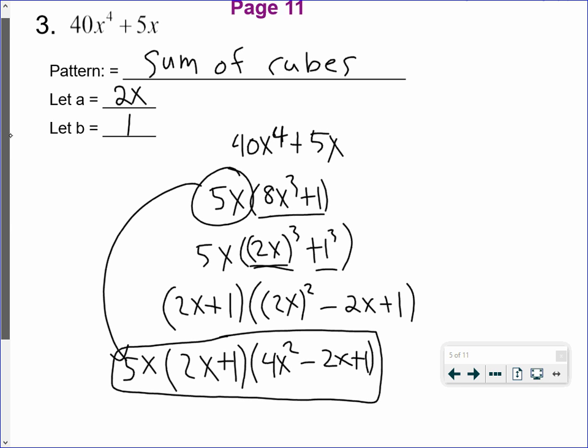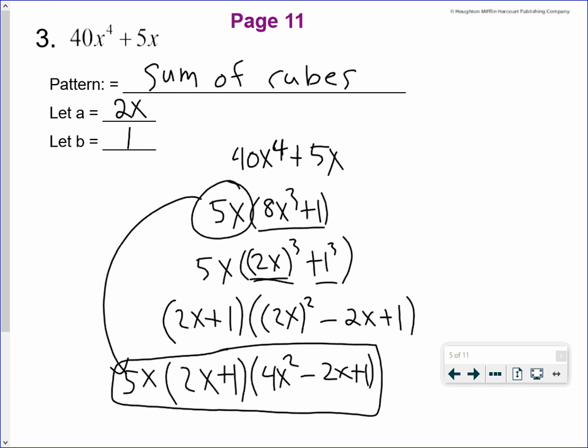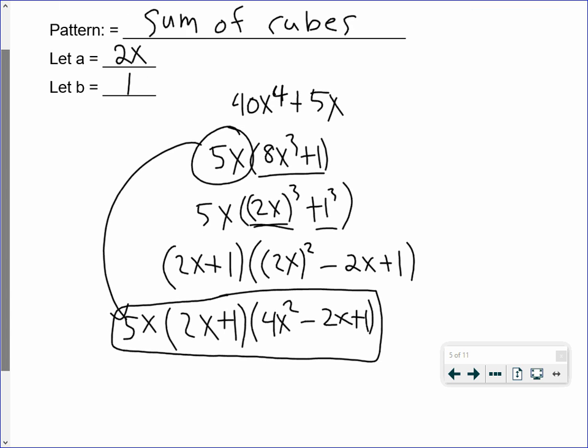So just to recap really quickly, the first thing we should always look for is, do we have a GCF to factor out? If you do, factor it out, and then from there, see if you can factor any more. When we factor out the 5x, we saw we have 8x cubed plus 1, which is a sum of cubes.